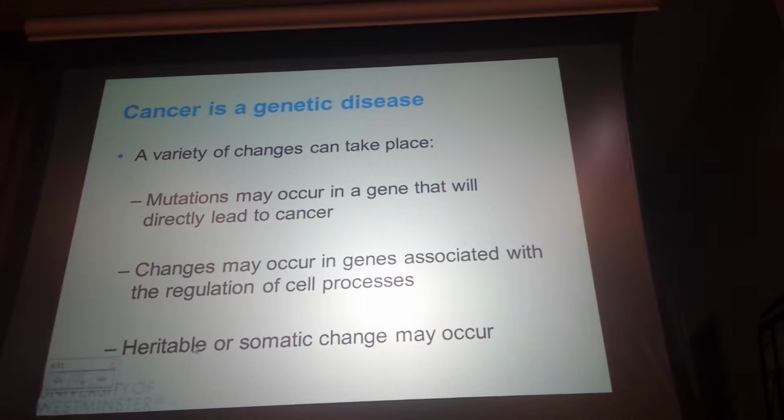Basically, cancer is a genetic disease, and there is a variety of changes that can take place. So mutations may occur in a gene that will directly lead to cancer, but also changes may occur in genes associated with the regulation of cell processes. And you'll see some of these cell processes today, but also in the following weeks, like cell cycle or apoptosis. And these genetic changes can be either heritable, with predisposition to breast cancer as an example, or they can be somatic.